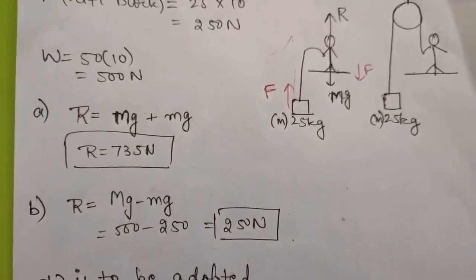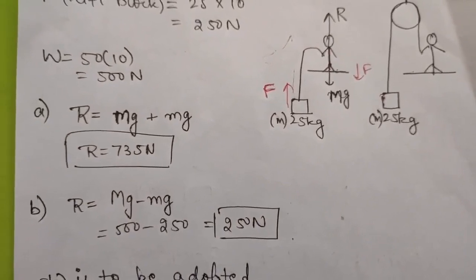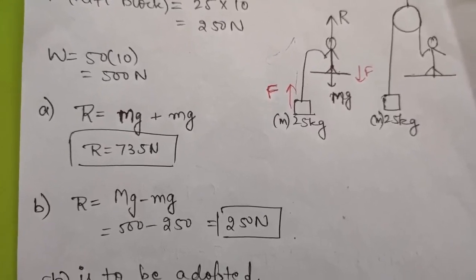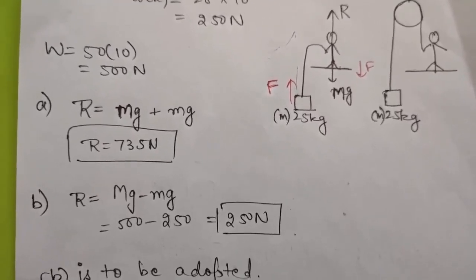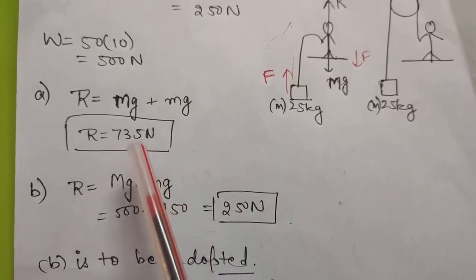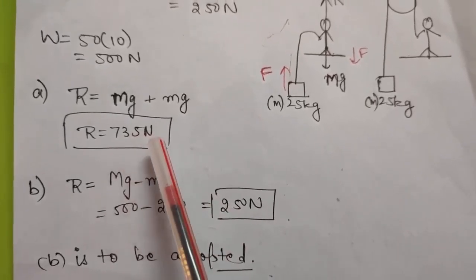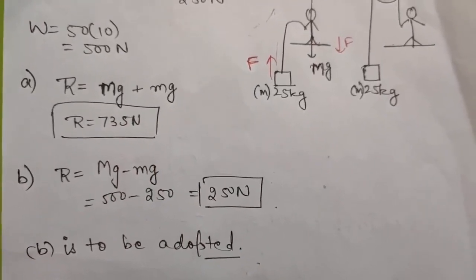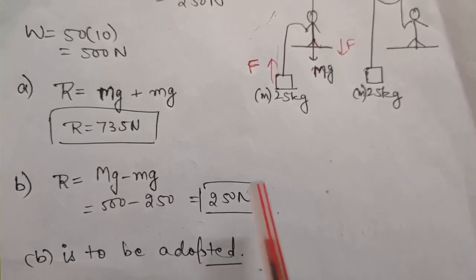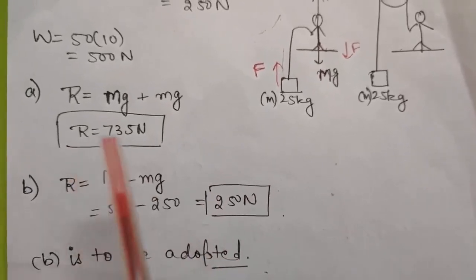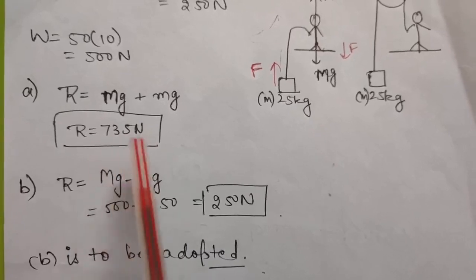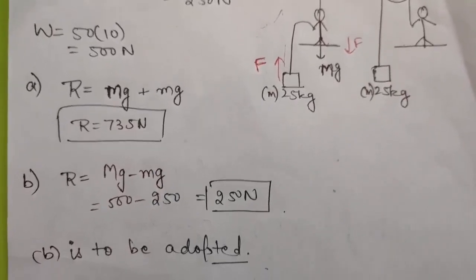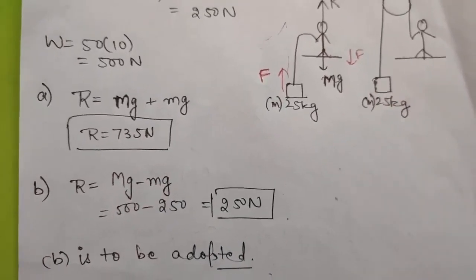Okay, so one more thing is here. The question says if the maximum normal reaction yielded by the floor is 700 Newton, which mode is to be adopted? See, there are two reaction forces that we have calculated, 735 Newton and 250 Newton. Now it is saying the reaction force is 700 only. That means mode B should be adopted, because if mode A is adopted, this is more than the normal reaction, therefore it cannot be proceeded. Therefore the second mode should be adopted for the smooth lifting of the block.